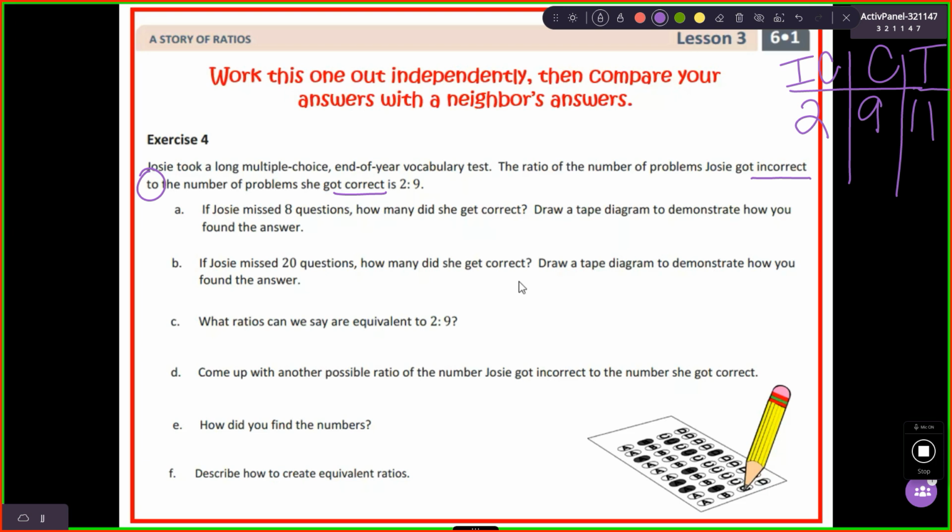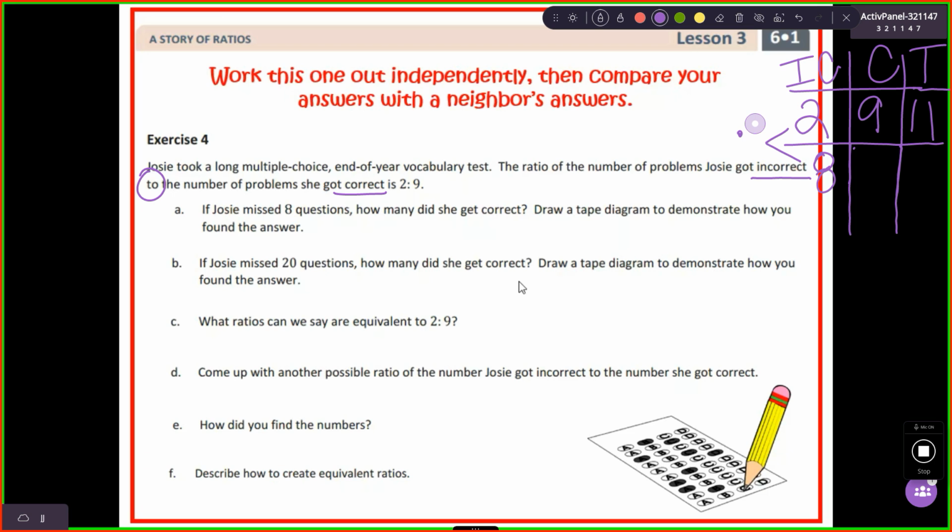A says, if Josie missed 8 questions, how many did she get correct? If she said that she missed 8 questions, where am I going to go put that 8 on that table? If she missed, what's another word for miss? Incorrect. So I'm going to put it under there. And it said, how many did she get correct? And I know it says draw a tape diagram, but are we drawing a tape diagram? Nope, we're drawing a table. Get it? Got it?